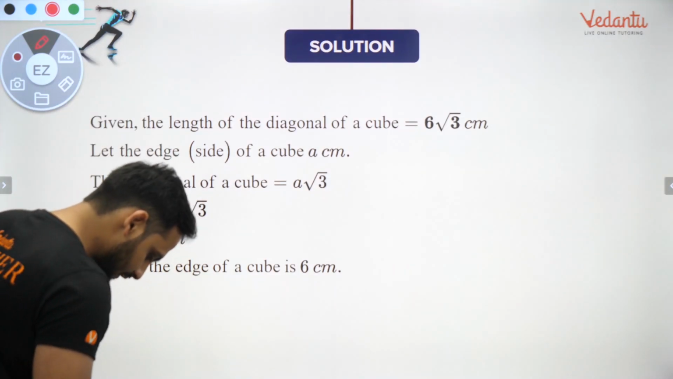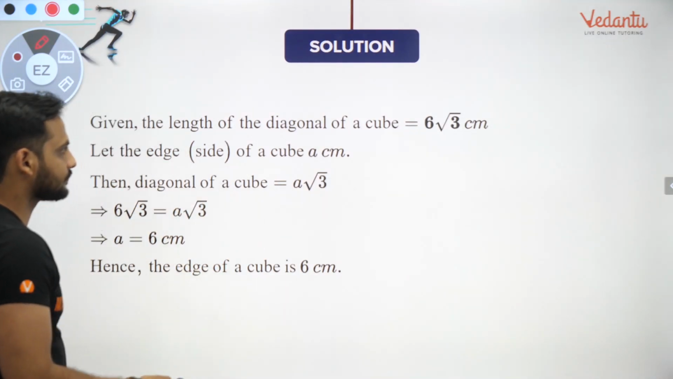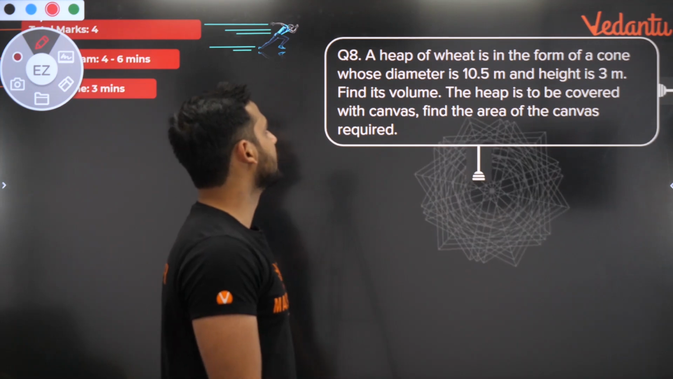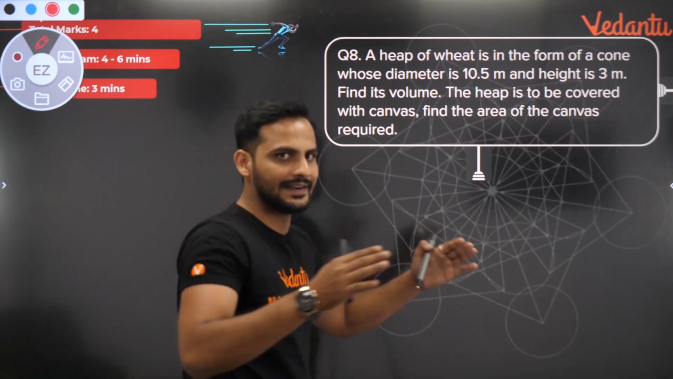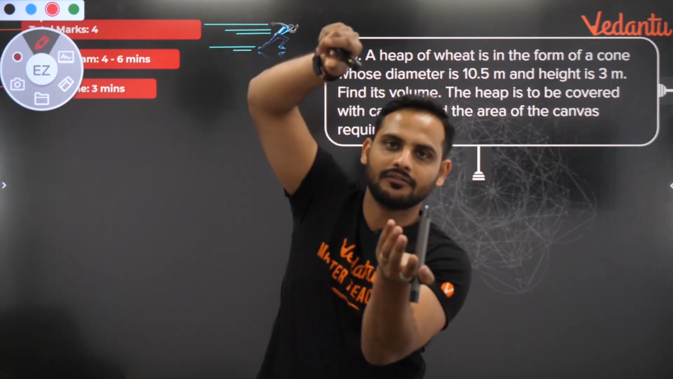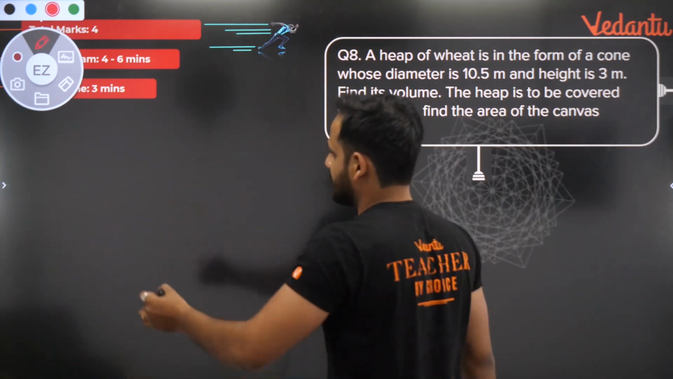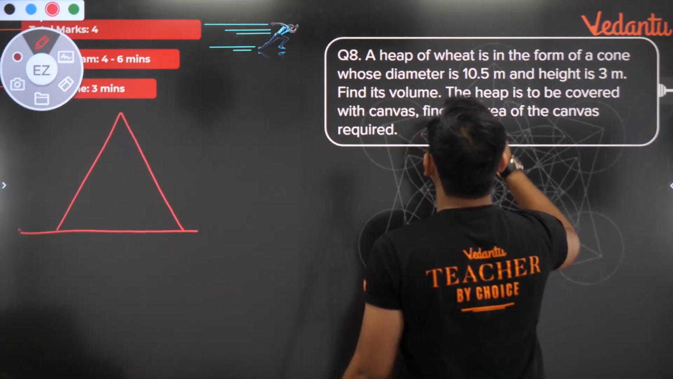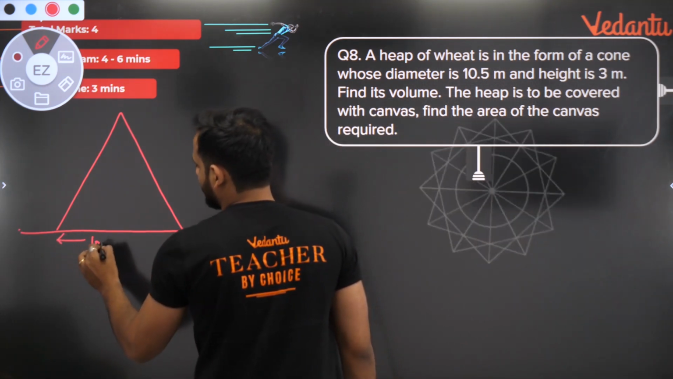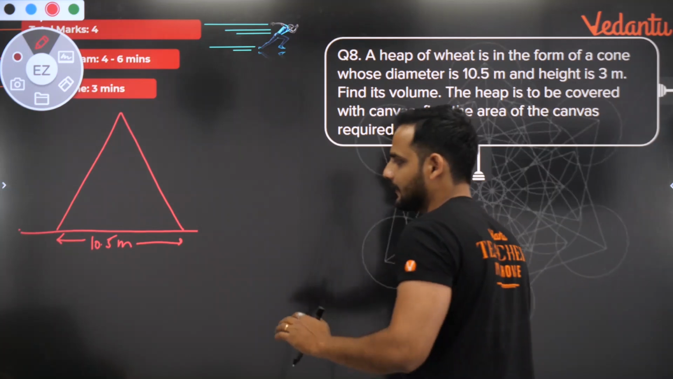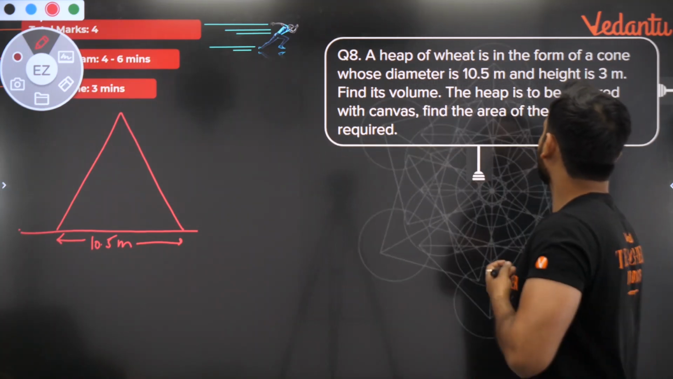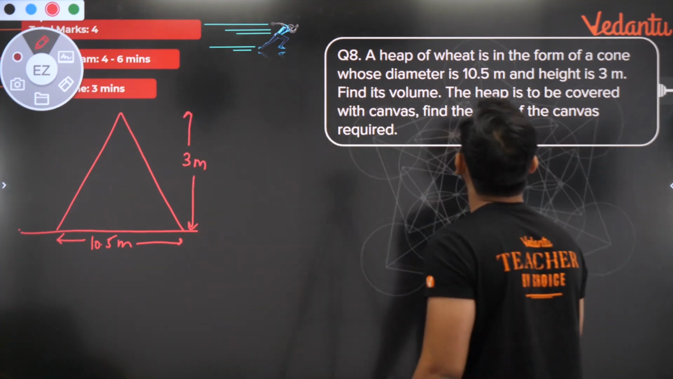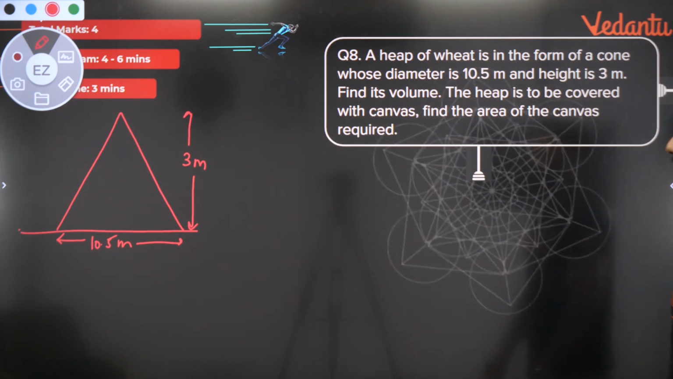The next question we have is this: a heap of wheat is in the form of a cone whose diameter is 10.5 meter. Heap means dher. If you pour wheat at one place, that will form a cone. So this diameter is 10.5 meter. Be very careful, bacho, whether they are saying the radius or diameter. And height is 3 meter. Find its volume.